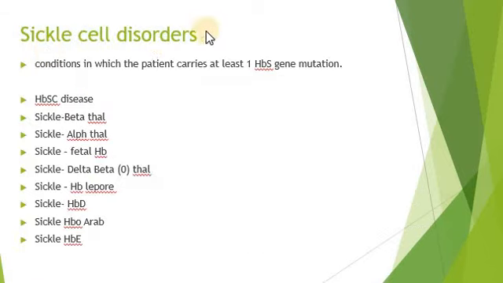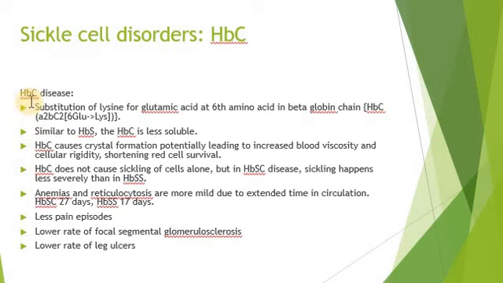These are the sickle cell disorders in which the patient carries at least one hemoglobin S gene mutation. Here, different types of sickle cell diseases are also there. What is hemoglobin C disease? In this, there is a substitution of lysine for glutamic acid at the 6th position in the beta chain, and the condition is more or less similar to sickle cell anemia.